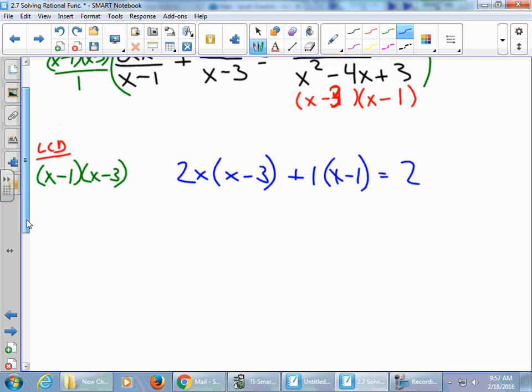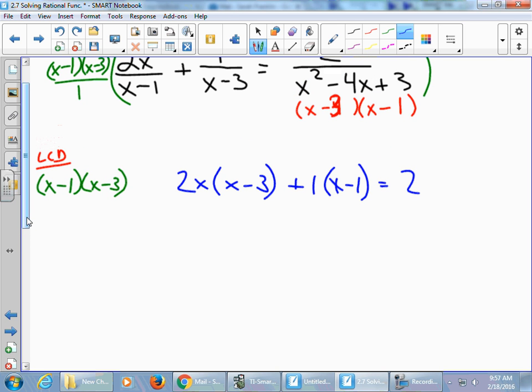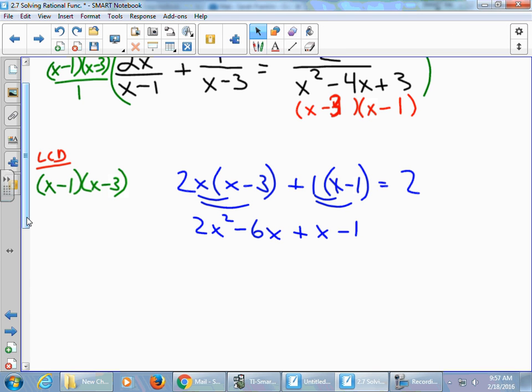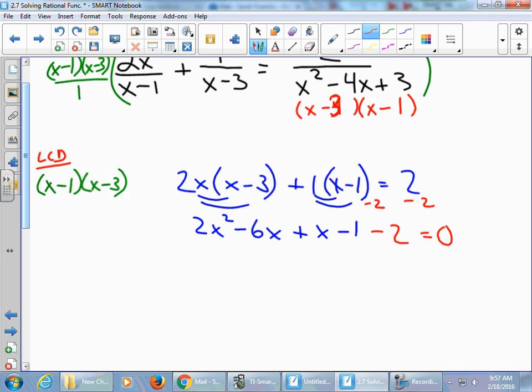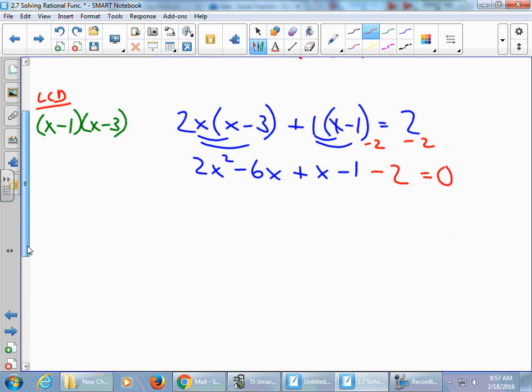I have an equation to solve. So 2x squared minus 6x plus 1x minus 1. Can I subtract the 2 over just because I know that I'm going to? So I could do that. You see what I'm doing, making it equal to 0. Follow that? I just distributed. So I have 2x squared minus 5x minus 3 equals 0.